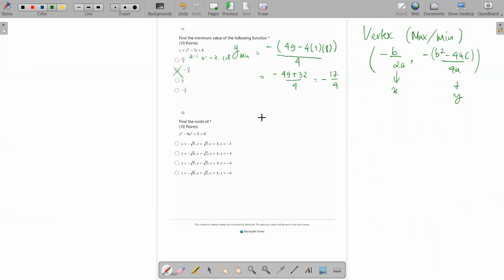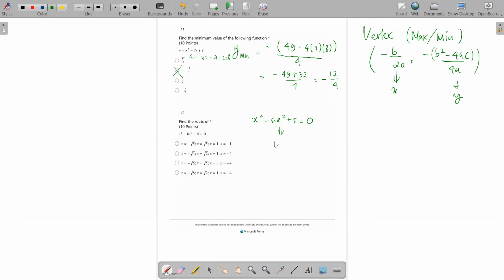So let's move on to the last question. Find the roots of x to the 4 minus 6x squared plus 5 equals 0. All right. So the lesson about this one is solving more complex quadratic equations. Why do we say complex? Because here we have the degree of the polynomial, and the highest degree is 4, but this is actually like a quadratic in disguise.